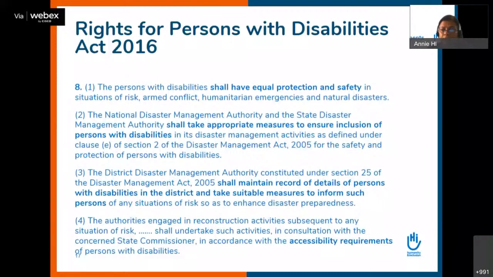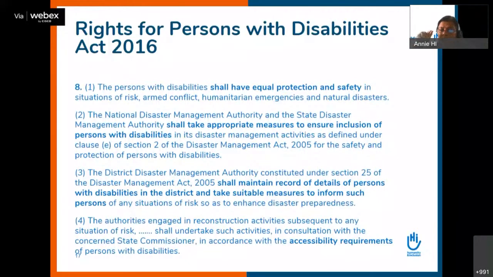In the Rights of Persons with Disabilities Act 2016, I would like to highlight some key points that very categorically and explicitly talk about inclusion of people with disabilities in disaster risk reduction. One is that the state shall ensure equal protection and safety for people with disabilities, that the National Disaster Authority and the State Disaster Management Authority shall take appropriate measures to ensure inclusion of persons with disabilities as defined in Clause E of Section 2 of the Disaster Management Act 2005. Now, Clause E basically talks about, you remember in the last 2 days, Ranjan sir had talked about the different phases of disaster risk management. So he talked about preparedness, mitigation, prevention. In all of these actions, we need to ensure inclusion of people with disabilities.